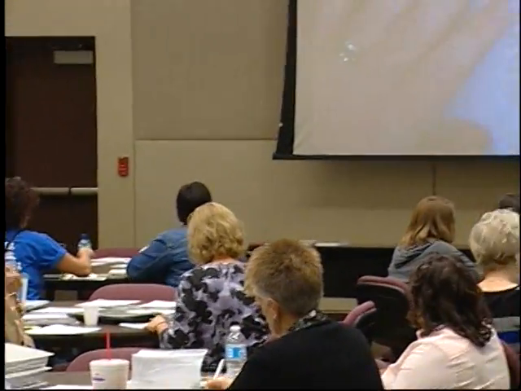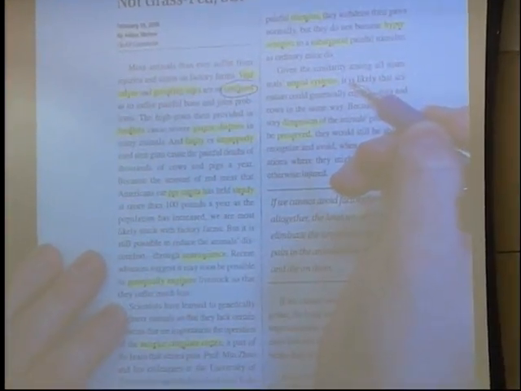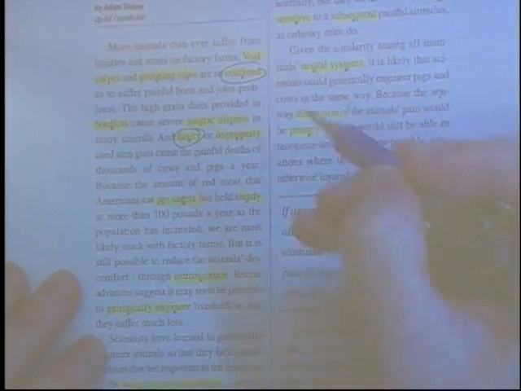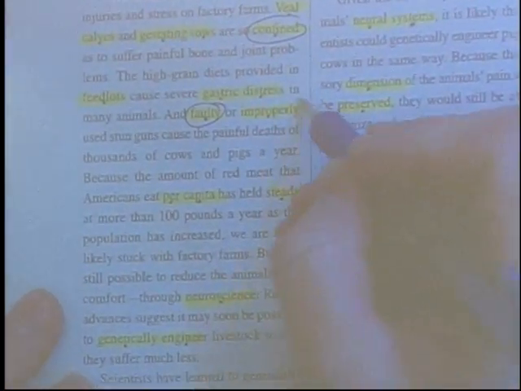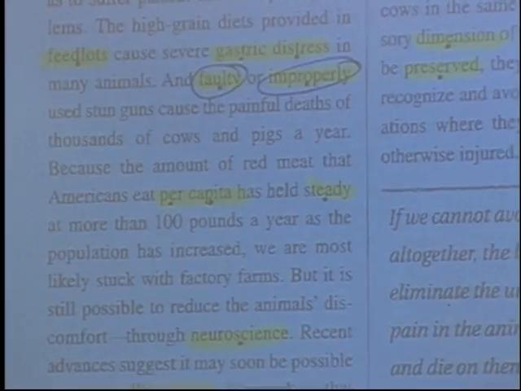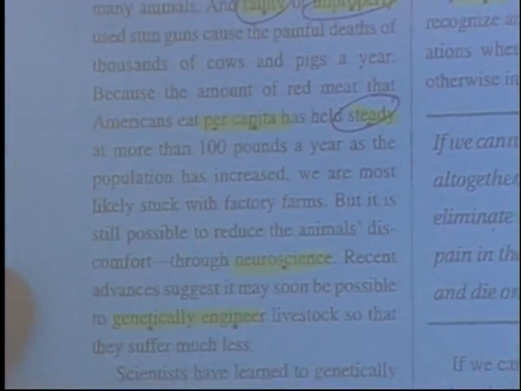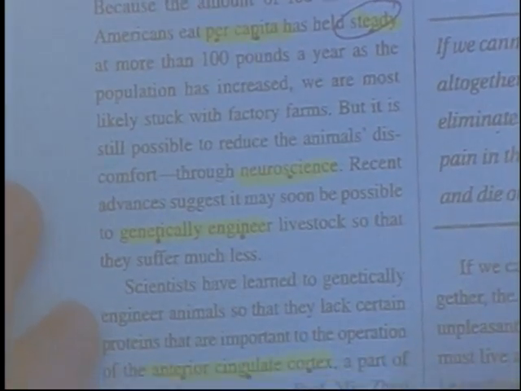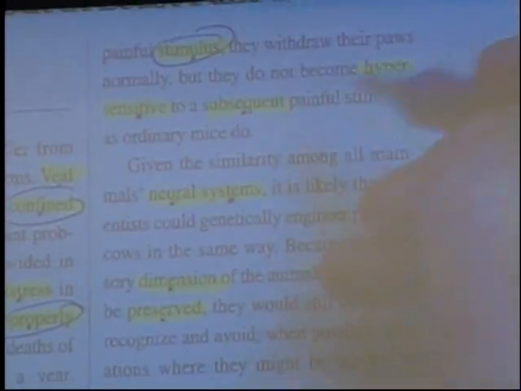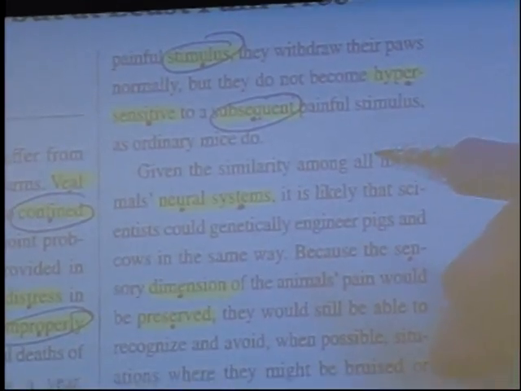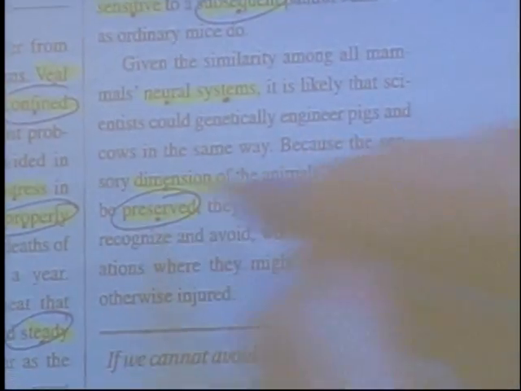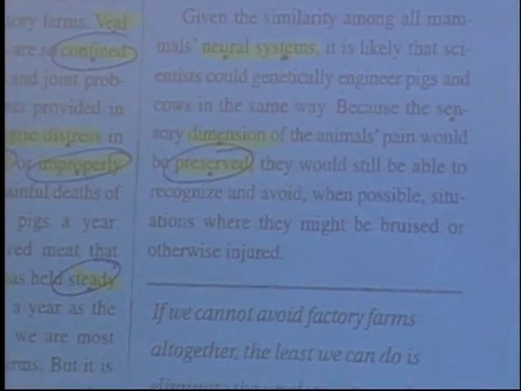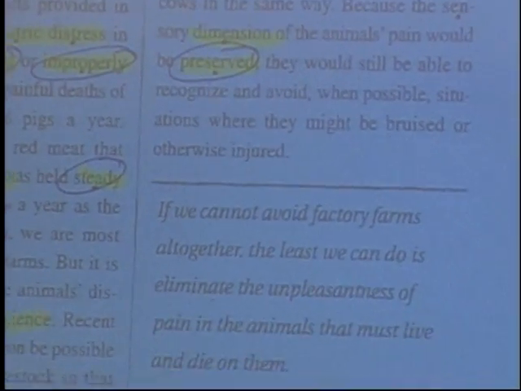All right, so for time's sake, I'm just going to go through and circle the words that I think would probably be classified as tier 2 words. So I'm going to say confined. I'm going to say faulty. I'm going to say improperly. I'm going to say steady. I'm going to go on up here and circle stimulus, subsequent, and preserved. Now, those are the words I identified.